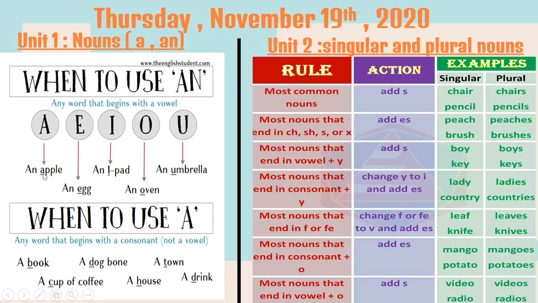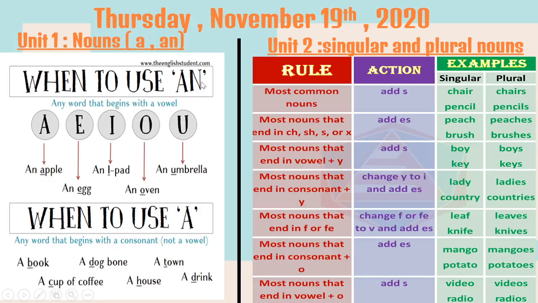So for example, apple. This one begins with a vowel, right? The vowel that we start with is the letter A, so we need to use an. And for example, egg, it starts with the letter E, right? That's why we need to use an also. So you can see in here, if the word begins with a vowel, A, E, I, O, U, we need to use an.